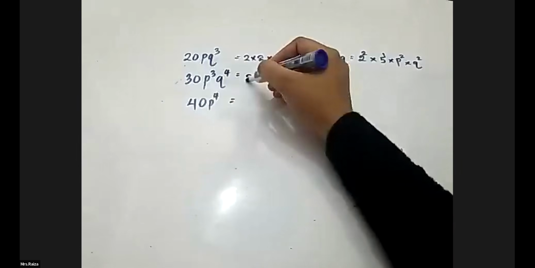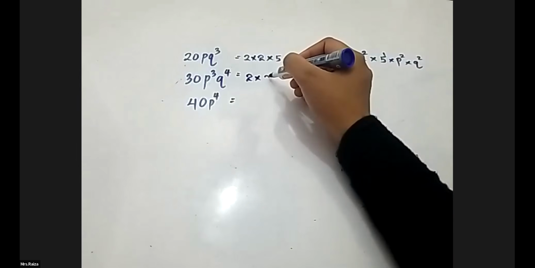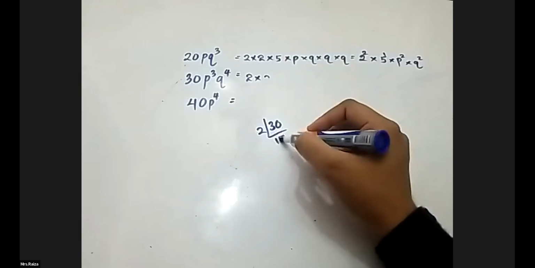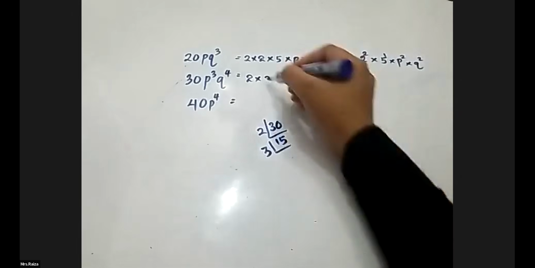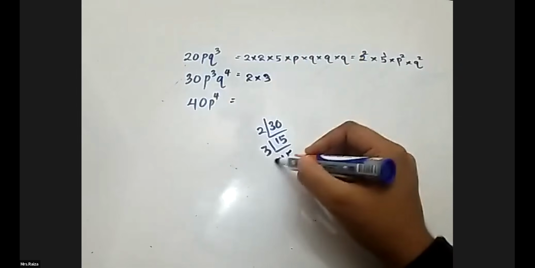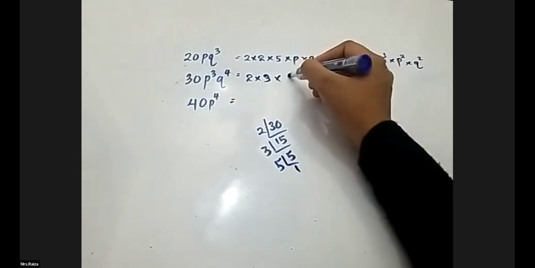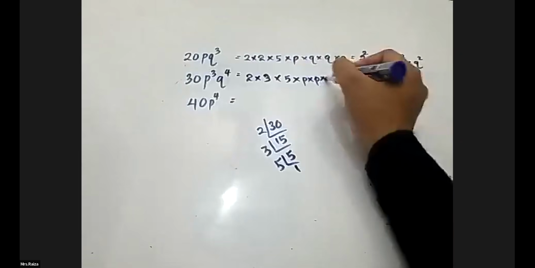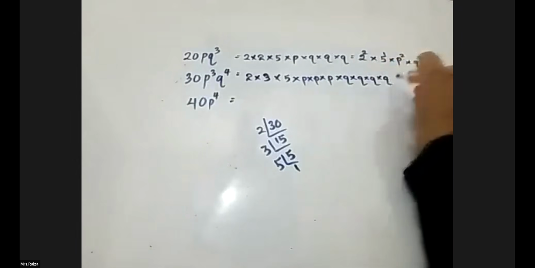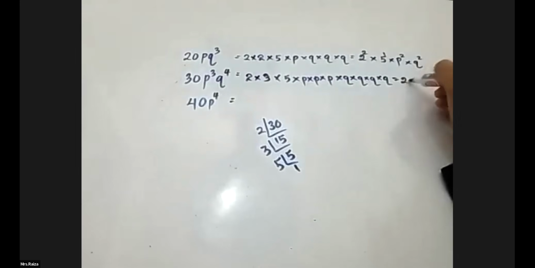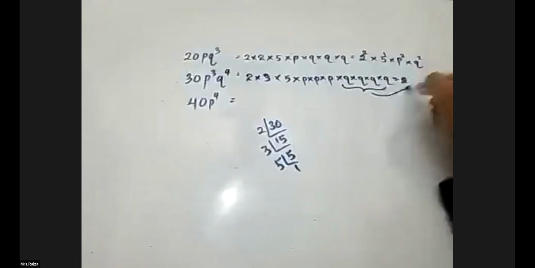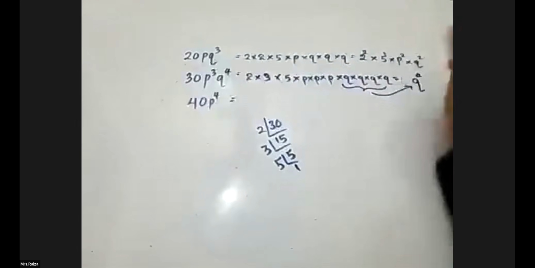Then here 30, 2 into 2, 4. We can't take 2 into 2. We'll divide and see. 15 comes. 15 divided by 3, 5. So 2 into 3 into 5, p into p into p, q, you have 4 q's. When I write this as power, I get the same thing again, so I won't write it. Let me just write this one only: q to the power 4.